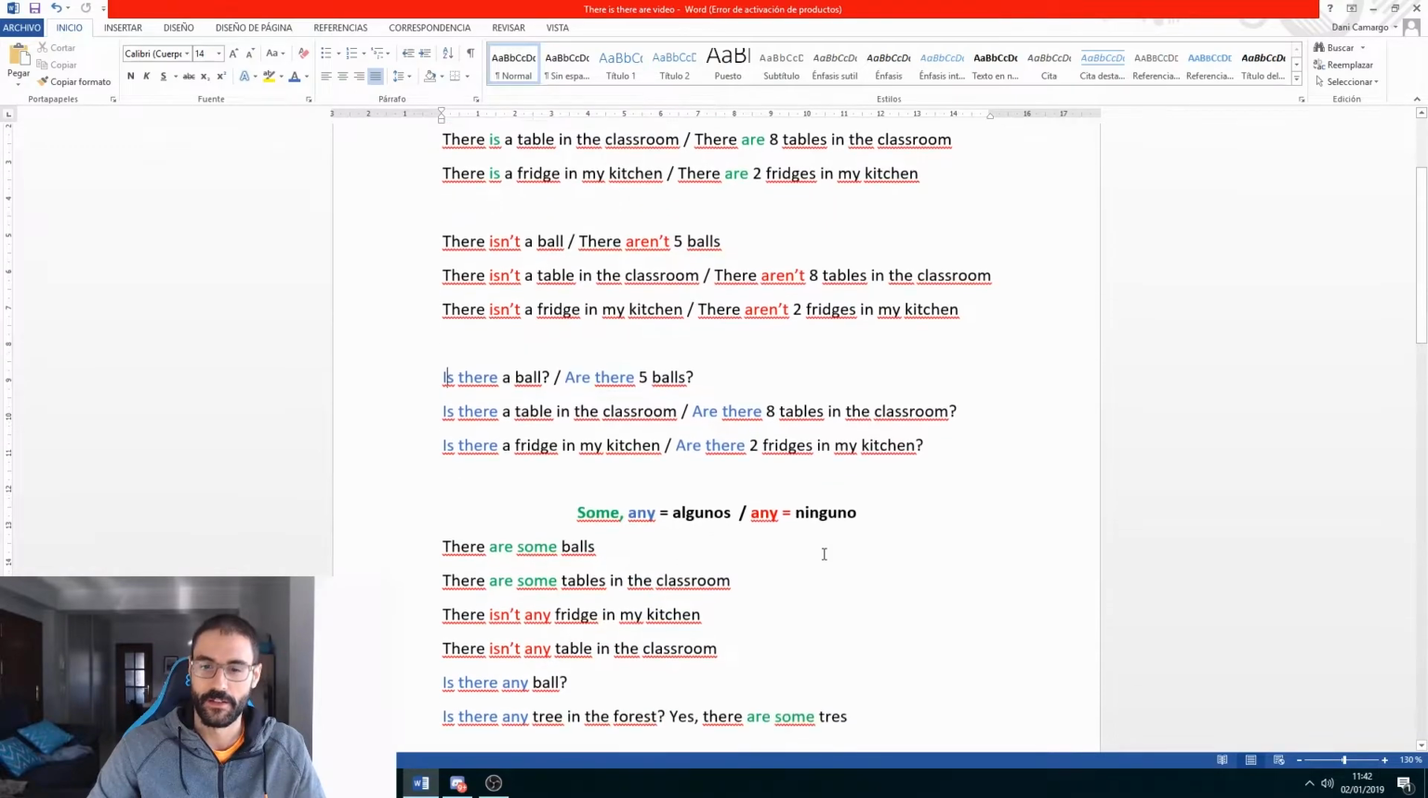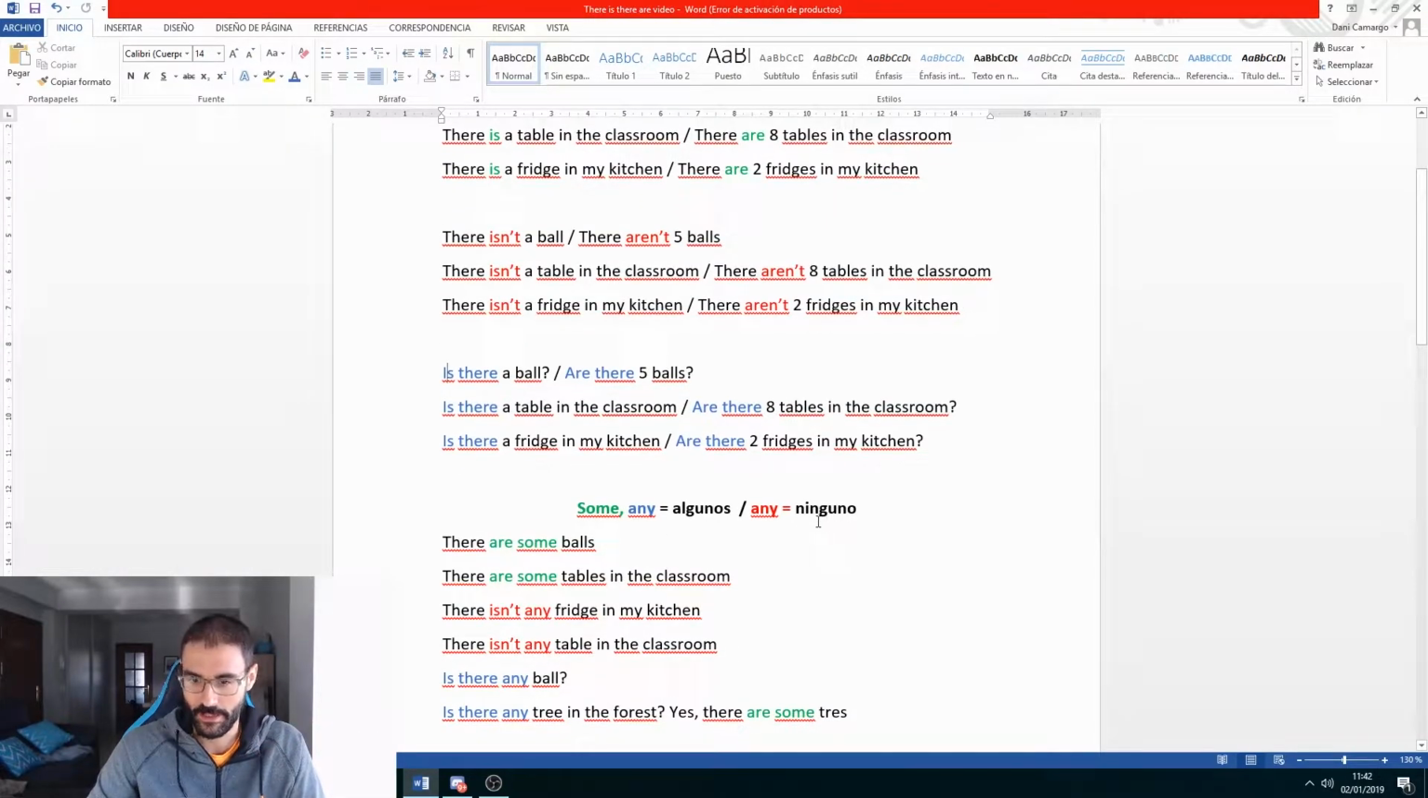Now, let's go with some and any. Okay, for this one, if you notice, the colors are very important. The green is affirmative, the blue is interrogative, and the red is negative. Okay, some means algún, algunos, algunas, and any also means algún, alguno, algunas, but you use some in affirmative and you use any in interrogative, okay? Because any in the negative means ningún, ninguno, ninguna, ningunas, okay?